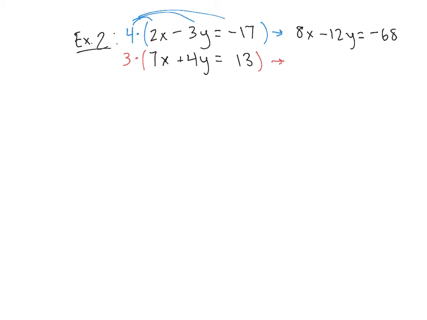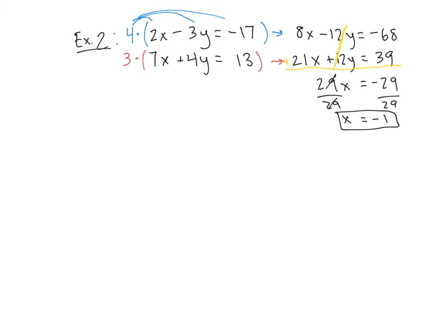And then I'm going to get 21x plus 12y equals 39. Now that I did that, those y's are set up to eliminate. So when I go to add those equations together, the y's will eliminate. Go ahead and add the equations together and enter your answer for x when you're ready.